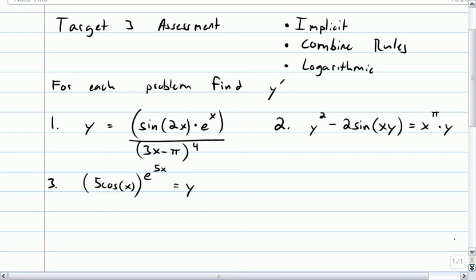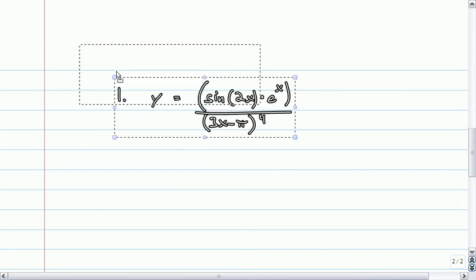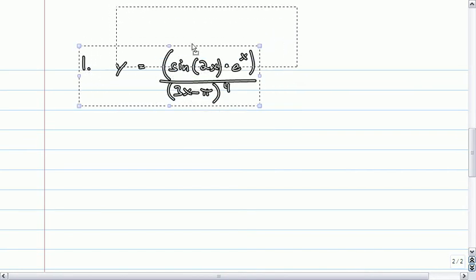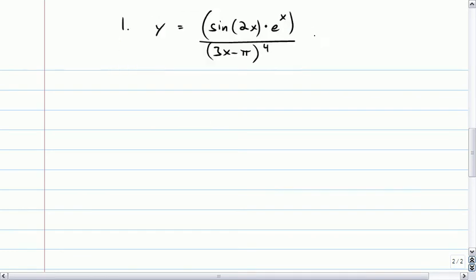Alright, so first problem is about combining rules. So we'll start working here. I definitely notice I'm going to need the quotient rule somewhere, and that's probably the one I'm going to start with, considering I've got a fraction here. So I got my low d high minus high d low and then square the bottom kind of deal. So I'm going to break it apart into a bunch of steps.